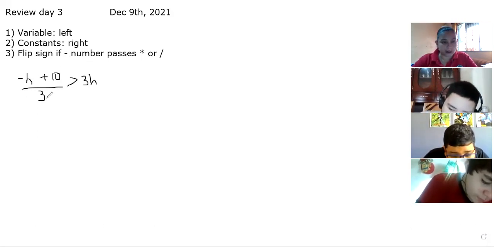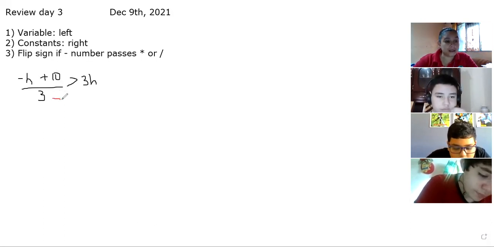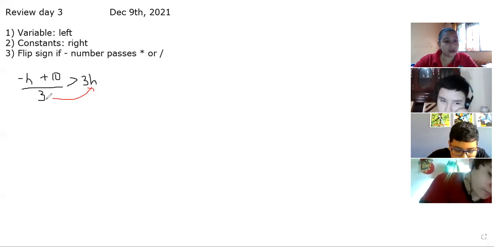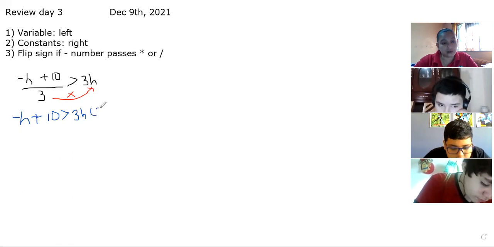This is a fraction. We cannot work with a fraction. Pass the 3 multiplying with the 3h. Exactly, Alfred. We need to pass that 3 to the other side. That's the first step to eliminate that fraction. That denominator, since it is a denominator, it means it is a division. Therefore, like Alfred said, it has to go multiplying. So we're going to have on the left negative h plus 10 is greater than 3h times 3.